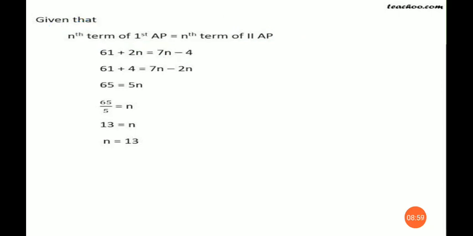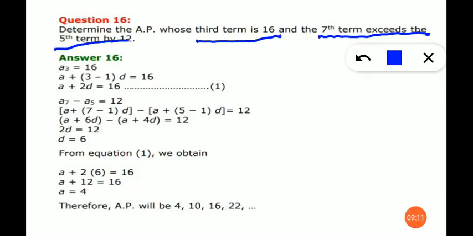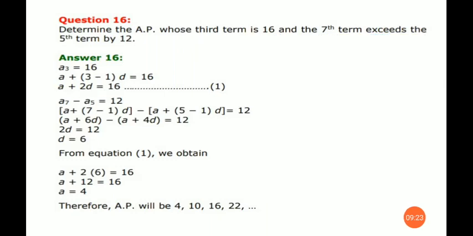Understood? Now moving towards the next question, question number 16. Determine the AP. You have to find the AP whose third term is 16 and seventh term exceeds the fifth term by 12. Third term means a plus 2d. A plus 2d is equal to 16. Then what is given?